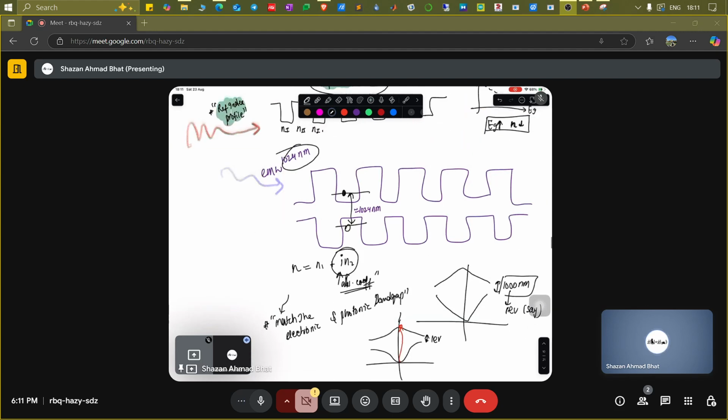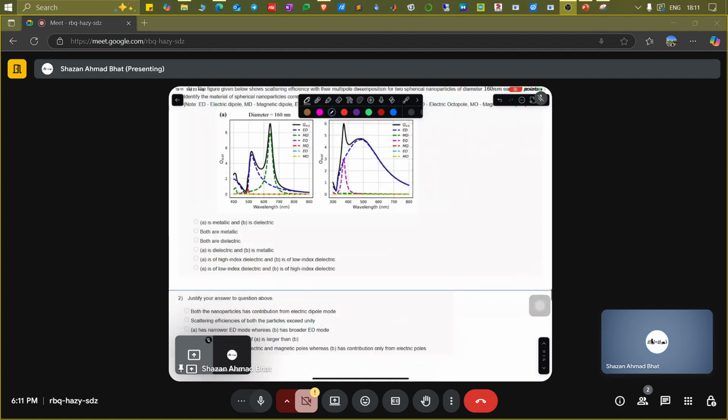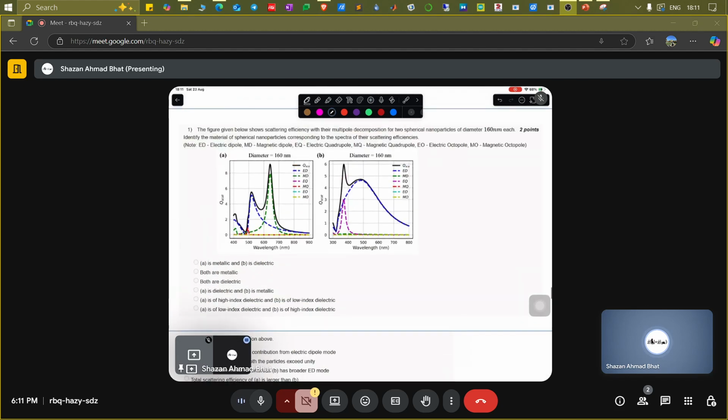We have discussed a lot of things, so there's only 1 hour remaining. This is the first thing I guess the professor has discussed, and we also discussed it in the last lecture: these are scattering efficiencies versus the wavelength for different nanoparticles. Let's say you have nanoparticle 1, and nanoparticle 2.